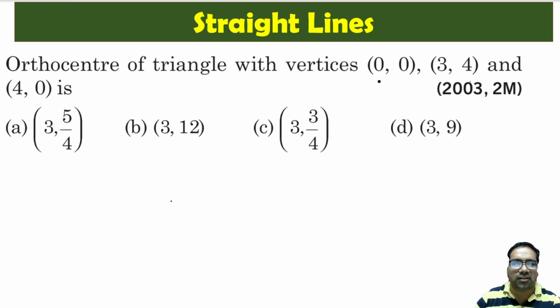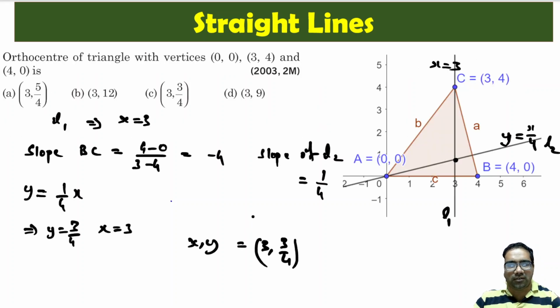Let us try to draw the sketch of this triangle and then try to find the orthocenter. The three vertices are (0, 0), (3, 4), and (4, 0). So it will look something like this, ABC. Now, in this triangle, let us draw perpendiculars from C to AB and from A to BC. We can clearly see AB is parallel to the x-axis.